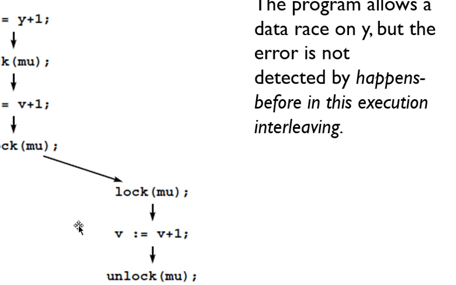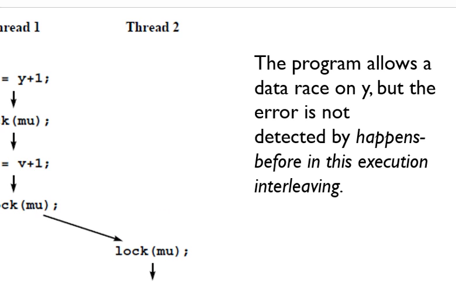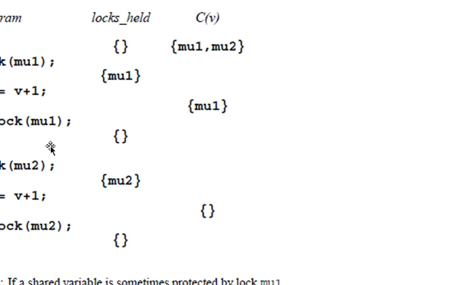As you can see in this figure, the program allows a data race on y, but the race is not detected by happens-before in this execution interleaving. You can see in this figure.